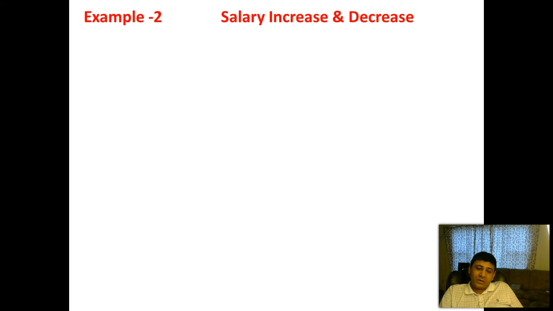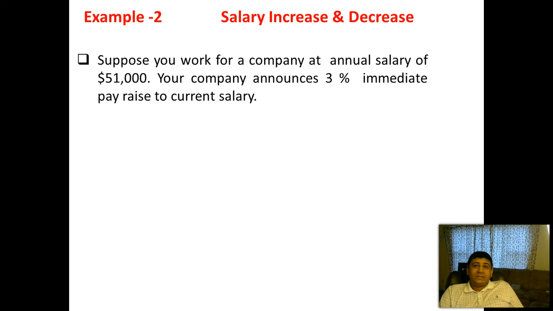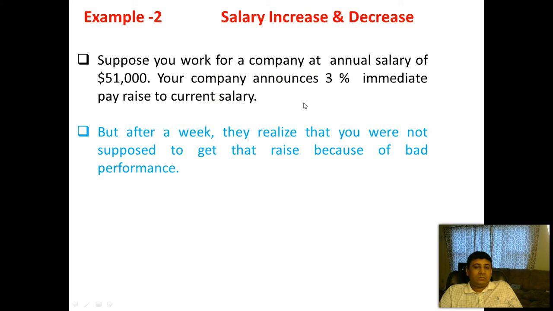Another example is more interesting. It's about salary increase and decrease. Suppose I'm just putting up a scenario here. Suppose you work for a company at an annual salary of $51,000, and your company announces a 3% immediate raise for everybody. Now after a while, they looked at your performance and they said, hey, you don't deserve it, you don't get the raise, everybody else gets it, but you don't get the raise.